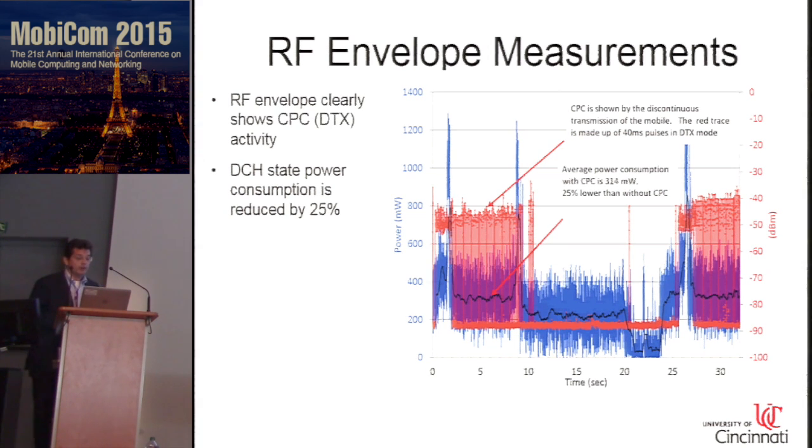So to optimize a network using CPC, the method is to extend the DCH tail time. By extending DCH tail time, state demotions and subsequent promotions are eliminated between application packet bursts. The reduction is dependent on the inter-packet timing for a given application.